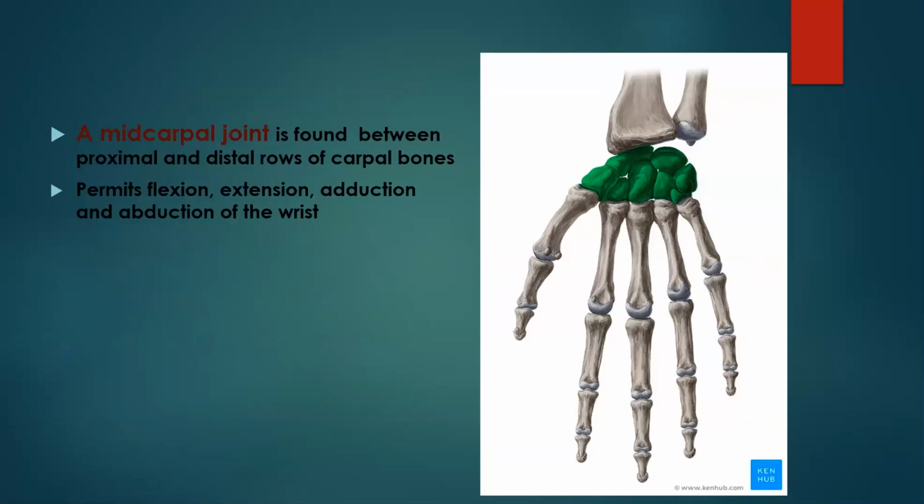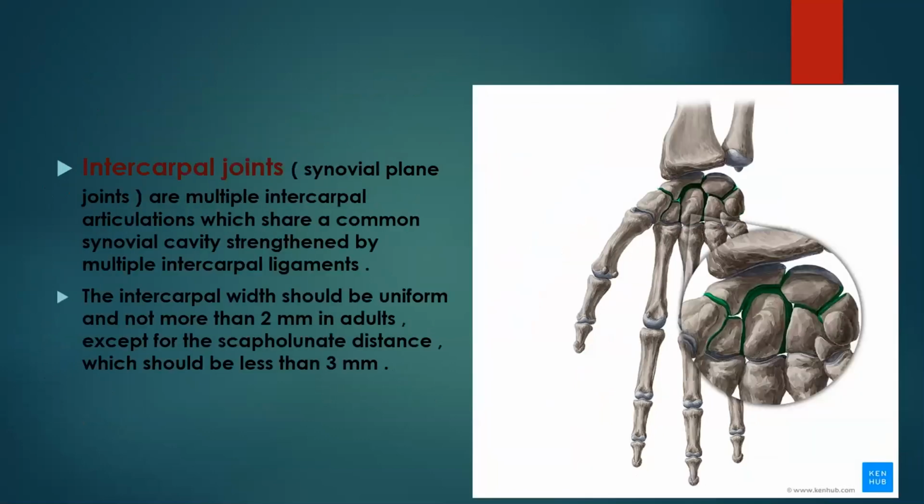A midcarpal joint is found between the proximal and distal rows of carpal bones. It permits flexion, extension, adduction, and abduction of the wrist. Intercarpal joints are synovial plane joints, with multiple intercarpal articulations. They share a common synovial cavity strengthened by multiple intercarpal ligaments. The intercarpal width should be uniform and not more than 2 mm in adults, except for the scapholunate distance, which should be less than 3 mm.